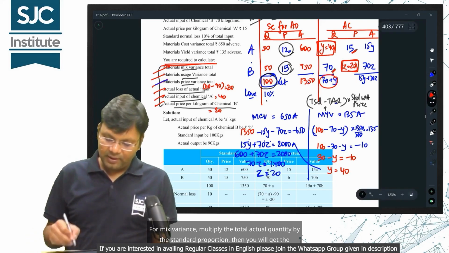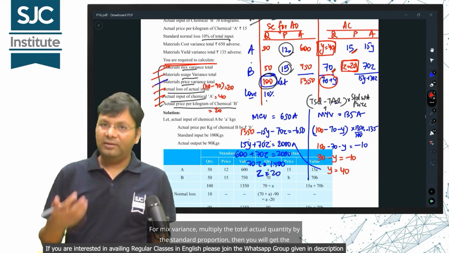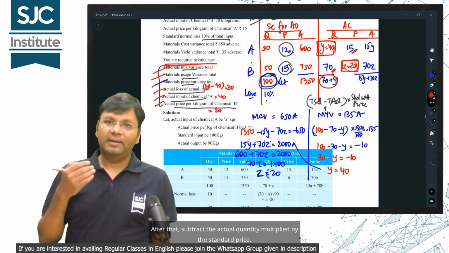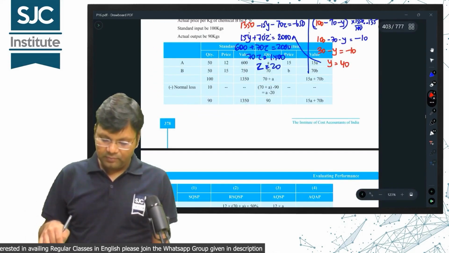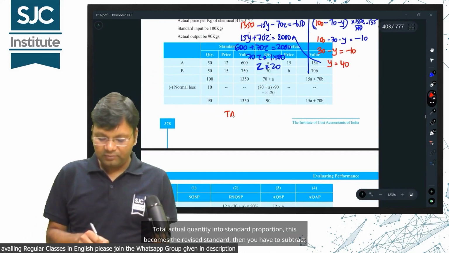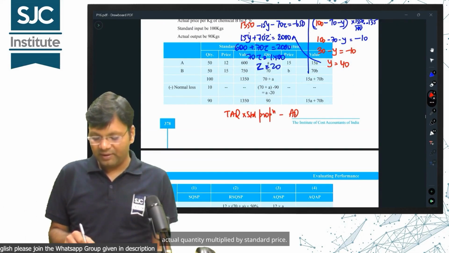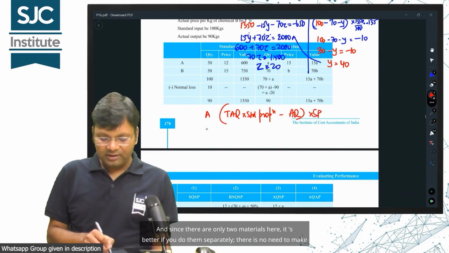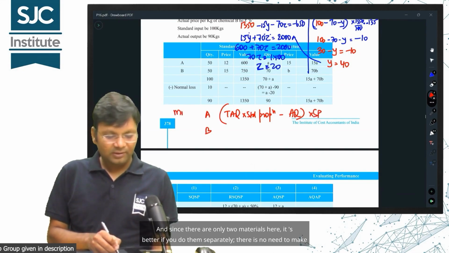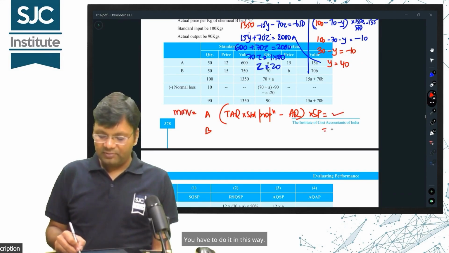For mix variance, multiply the total actual quantity by the standard proportion, then you will get the revised standard quantity. After that, subtract the actual quantity multiplied by the standard price. And since there are only two materials here, it's better if you do them separately. There is no need to make a combined column. You have to do it in this way.